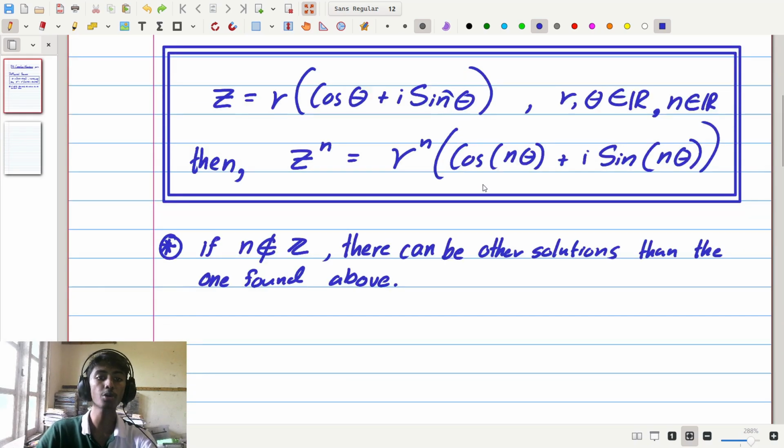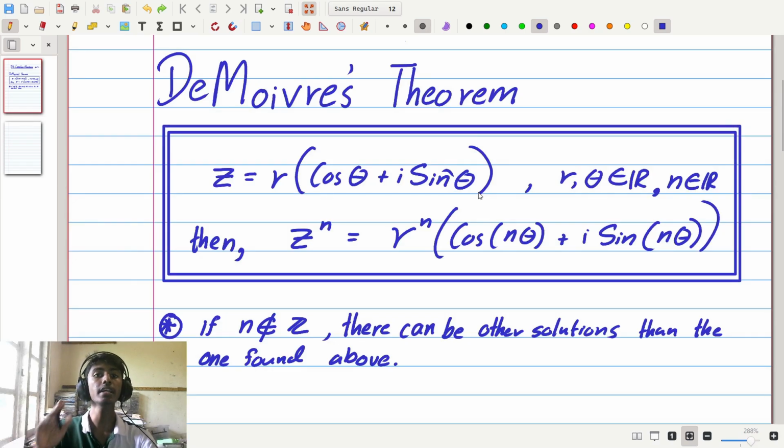Now, it is important to note that if n is not an element of the integers, then there can be other solutions than the one found above. So Demoir's theorem is going to give us only one solution. However, if n is not an element of the integers, then there can be other solutions. For example, if you take the square root of a number, there are going to be 2 solutions. If you take the cube root, there are going to be 3 solutions, and so on. So we have to remember that Demoir's theorem is only going to give us one solution, and that there are other solutions which are different from the first solution.